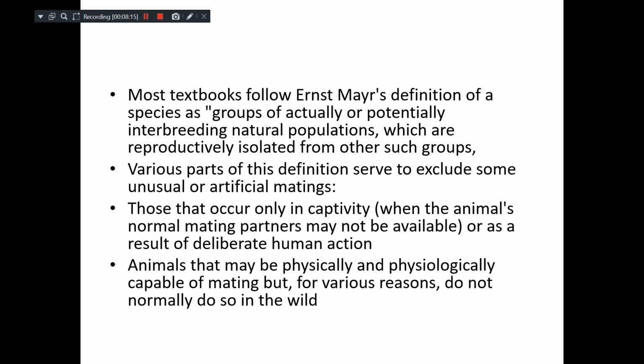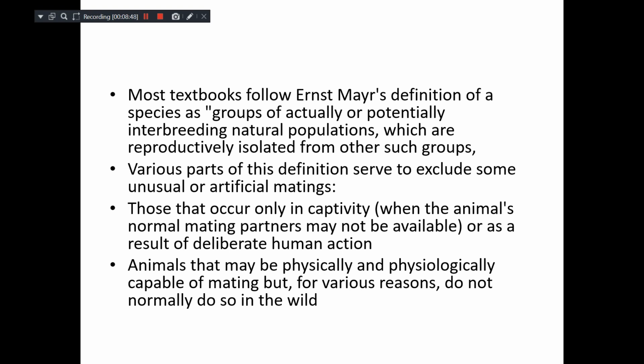Ernst Mayr. Ernst Mayr has also given one more definition that is also very well read. Groups of actually or potentially interbreeding natural populations. They're the same thing. They should be actually interbreeding, the individuals of a group are reproducing actually at the given point of time. Many times they may not be actually reproducing, but they have every potential of reproducing.